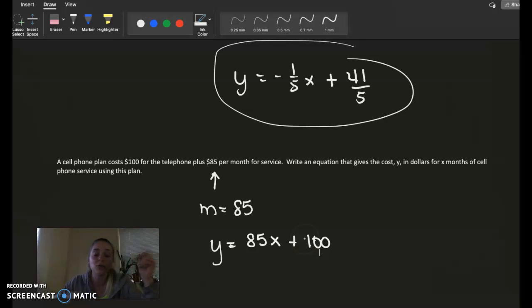Sometimes you might have a word problem where you're given two ordered pairs. So maybe the year is what x stands for and the cost is what y stands for. And if you're given two ordered pairs, you can find the slope, and then you can use the point-slope formula to find an equation.